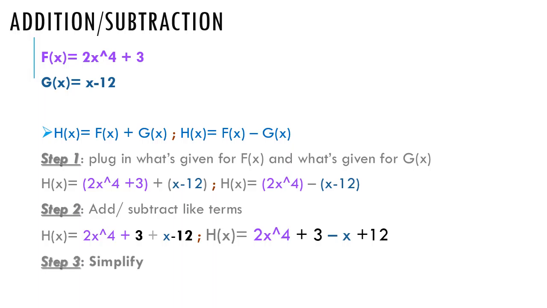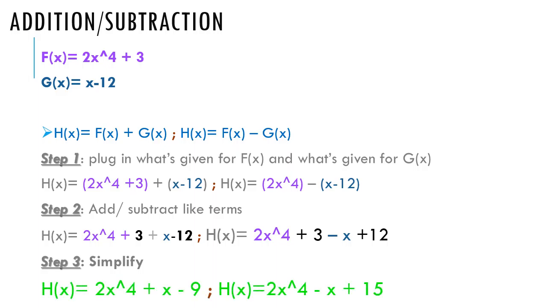So our last step is to simplify these equations. And the simplified versions of these equations are h of x is equal to 2x to the fourth plus x minus 9. Now what we did to get the minus sign is we took the minus 12 and added that to 3, and that'll give us our negative 9. And then our subtraction equation is h of x is equal to 2x to the fourth minus x plus 15. You cannot forget to distribute that negative to both terms, because if we distribute the negative, it'll give you negative x, and it'll give you a positive 12, which, if you add 12 to 3, will give you 15.